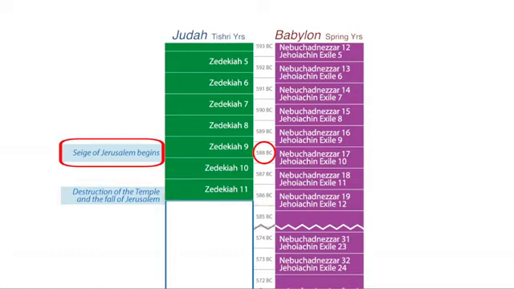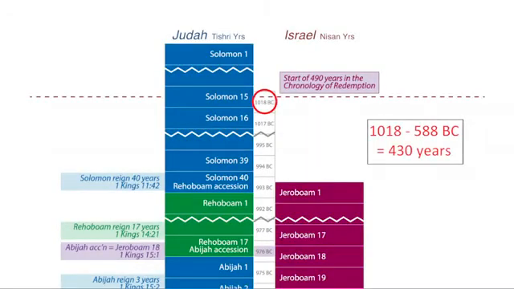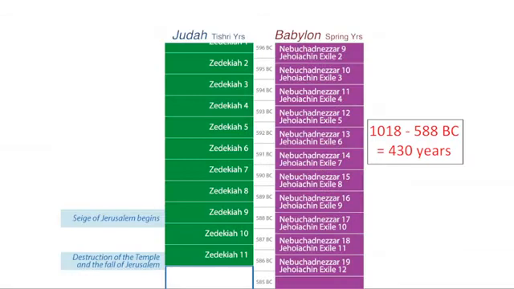This departure of the glory in 588 BC was the end of an era that began when the glory of God filled the temple at its dedication in 1018 BC, exactly 430 years earlier.